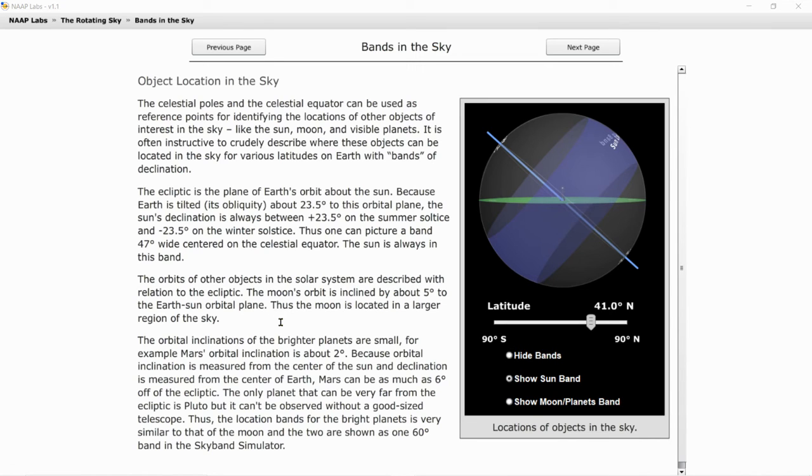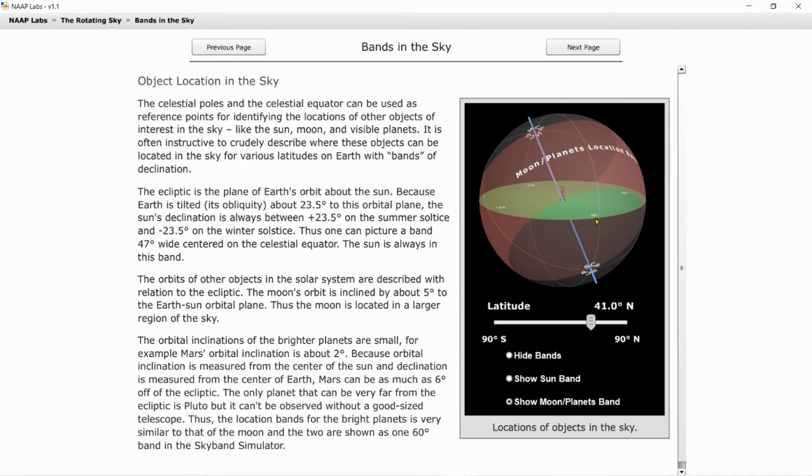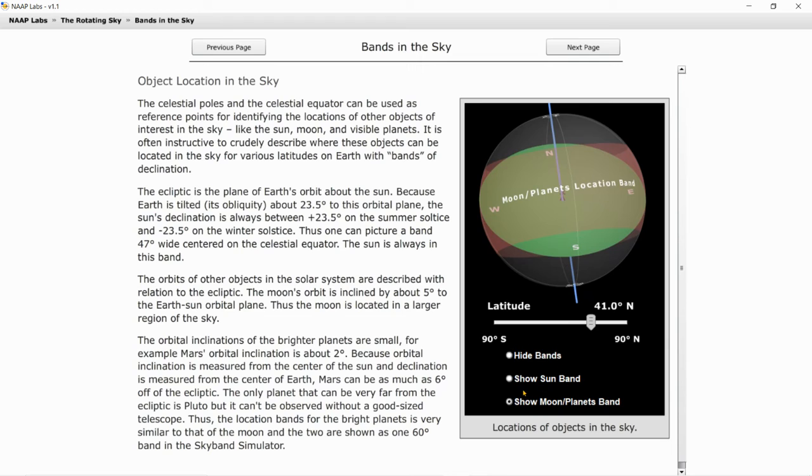The orbits of other objects in the solar system are described with the rotation to the ecliptic. The moon's orbit is inclined by about 5 degrees to the Earth's orbit plane. Thus, the moon is located in a larger region of the sky. Moon and the planet's location. There's a sun and then the moon. Notice the band's just a little bit wider.